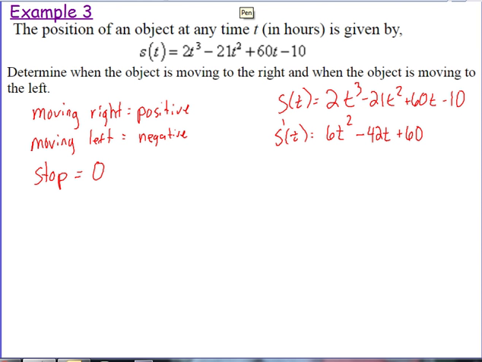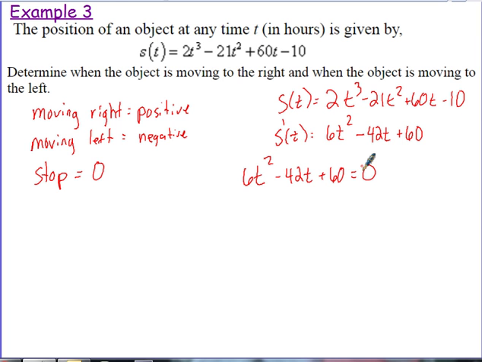So how do you think I should start this? Good. Why don't I figure out where it's stopping first? Because I know it's going to change at some point, correct? So let's figure out where it's stopping. And we said stopping is equal to what? 0. So you're telling me that 6t squared minus 42t plus 60 equals 0. That'll help me at least find the stopping points, correct? So how do I do this?